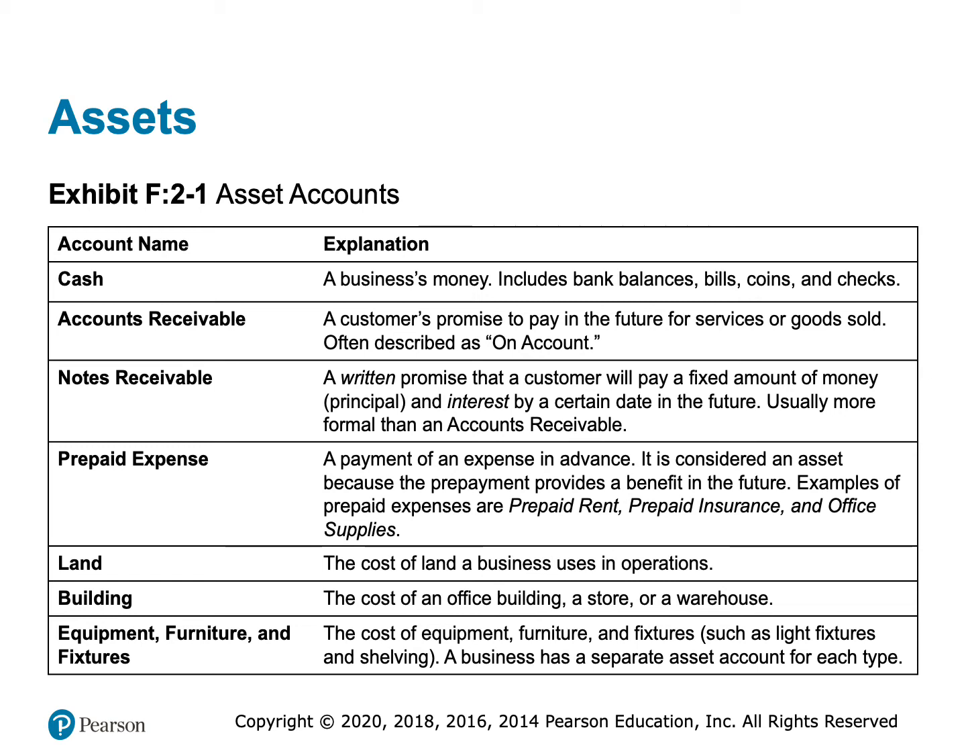Now, once those 6 months have passed and I'm no longer expecting to receive a benefit anymore, I no longer have an asset. So in Chapter 3, we're going to learn how to go back in and take these prepaid expenses and transfer them from being an asset to being an expense.